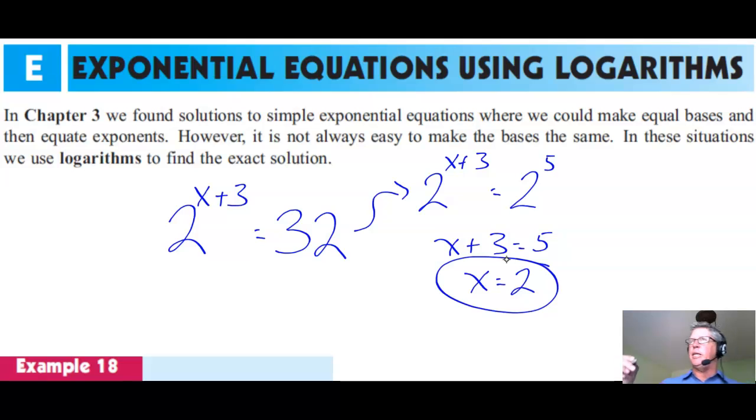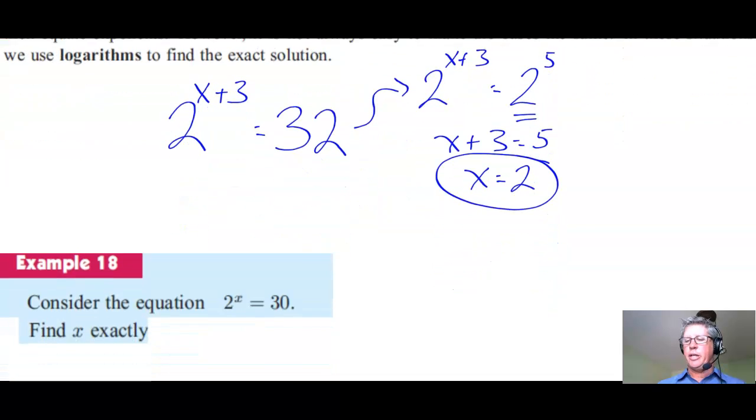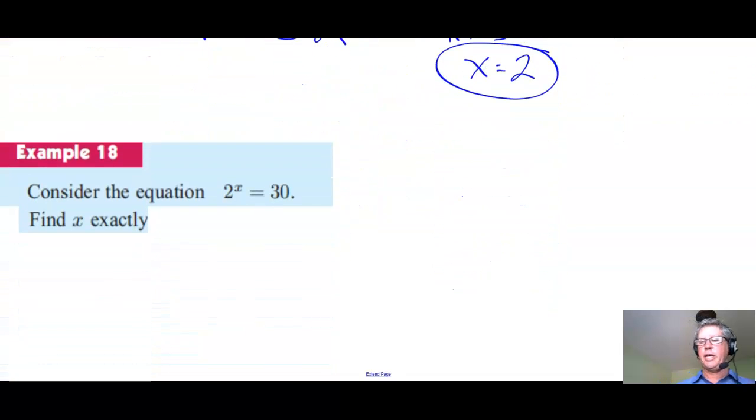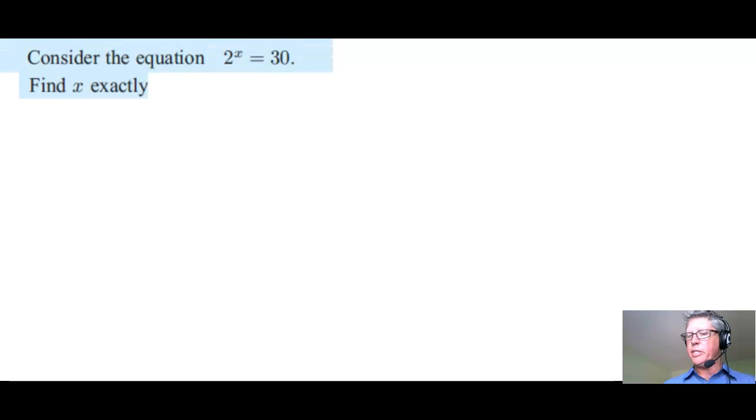But the point is, sometimes finding that common base isn't the easiest thing. Hence, example number 1. We're going to find x. We have the equation 2 to the x equals 30. We're going to find this exactly. All right, now, please check this out.